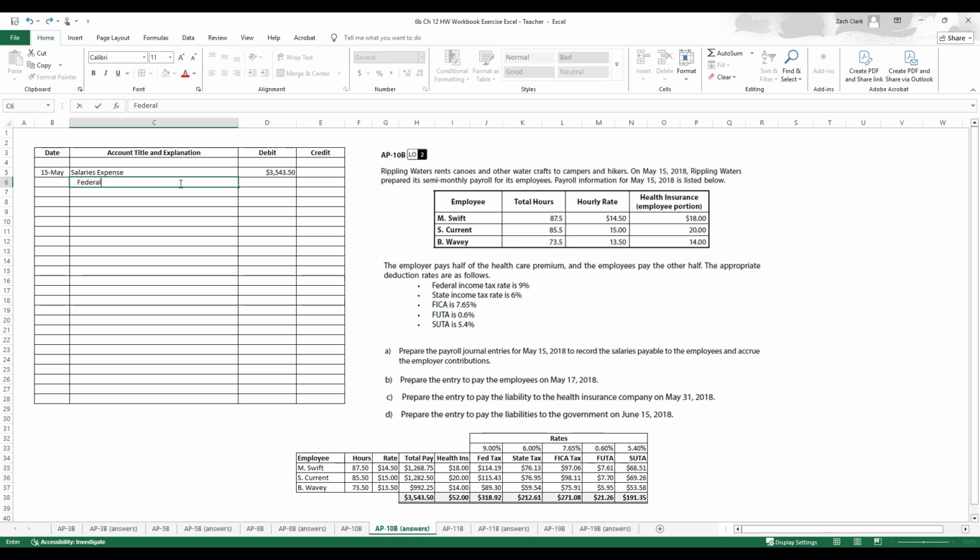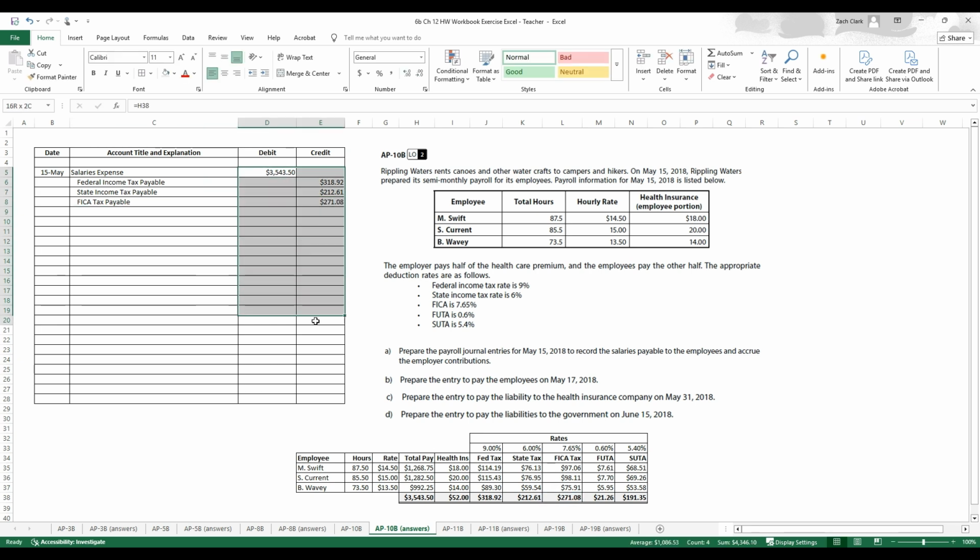So let's start with federal income tax payable. And that number is going to be the $318.92. That's just here, right? That's that total. Then we've got the state income tax payable. Let me format paint these. Okay, there we go. The state income tax payable is the $212.61. Then we've got FICA tax payable. So that's Social Security and Medicare. So we get that. Let's take our dollar signs out of our journal entry there.